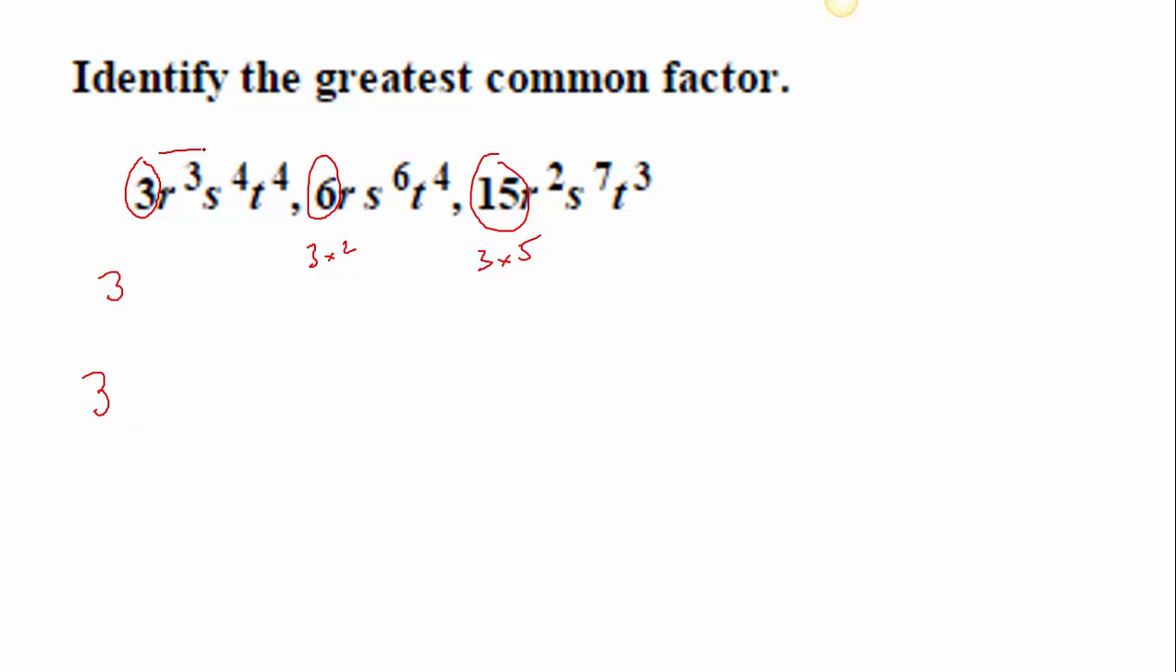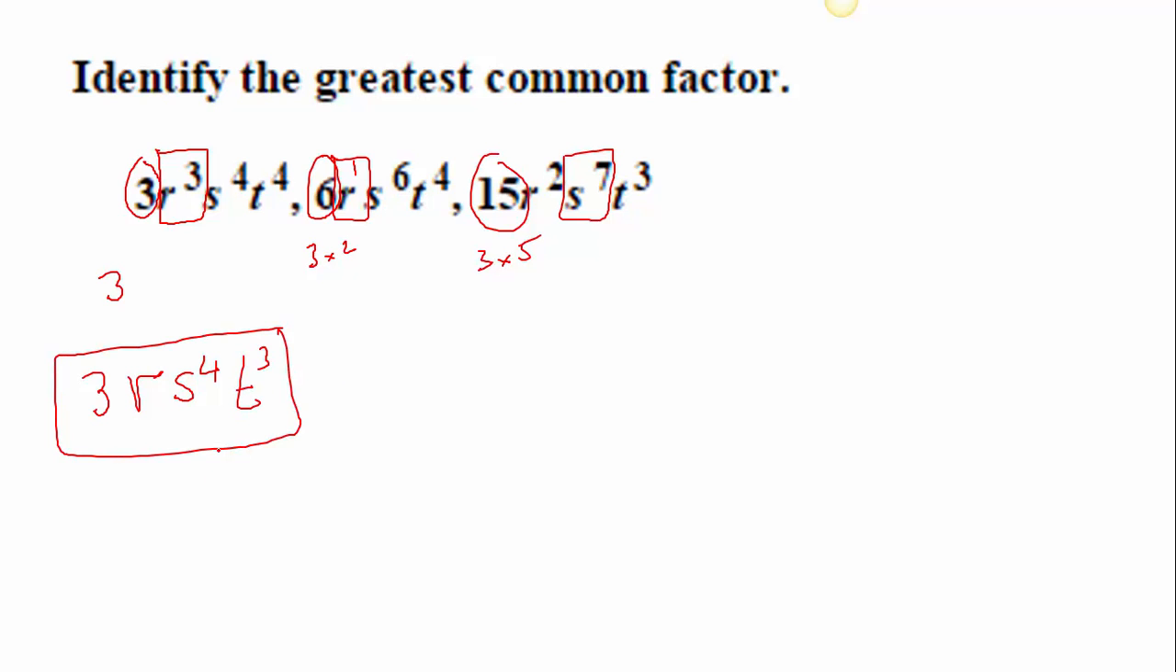Now, between the exponents, we have r cubed, and we have r to the power 1, and we have s to the power 7, s to the power 4. So always pick the one with the lowest exponent. To find the GCF, pick the one with the lowest exponent. Between r cubed and r squared, I'm going to pick r. Between s4, s6, s7, I pick the one with the lowest exponent. That's s4. Between t4, t4, and t cubed, I'm going to pick the one with the lowest exponent. That's t cubed. And this would be my GCF.